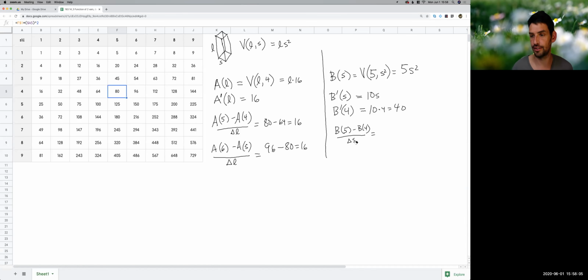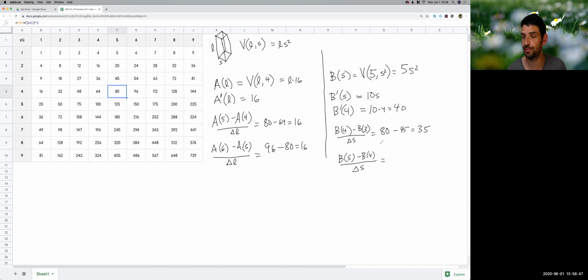Let's do it the way I intended. First I'm looking between B of 4 and B of 3. We were looking at the point where our side length was 4. I want to look at what happened before we got there and what happens after, the change right before and the change right after. So B of 4 is 80, B of 3 is 45, we get 35. Meanwhile, B of 5 minus B of 4: what is the average rate of change over the unit interval after the place we just measured by the derivative?